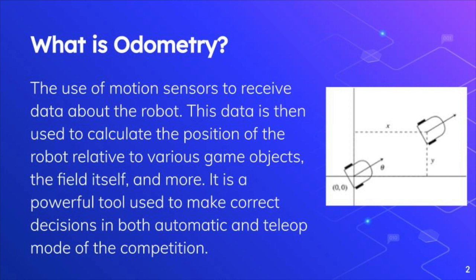So, what is odometry? Odometry, simply put, is the use of motion sensors to perceive data about the robot. This data is then used to calculate the position of the robot relative to various game objects, the field itself, and more. It is a powerful tool used to make correct decisions in both automatic and tele-op mode of the competition.